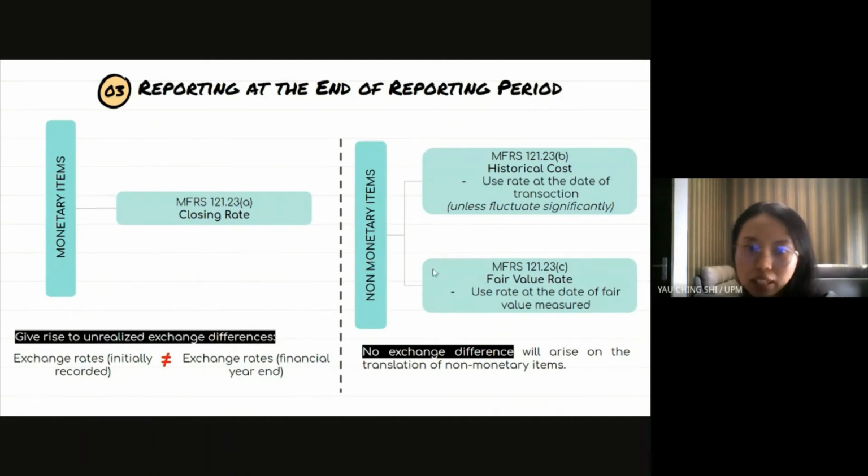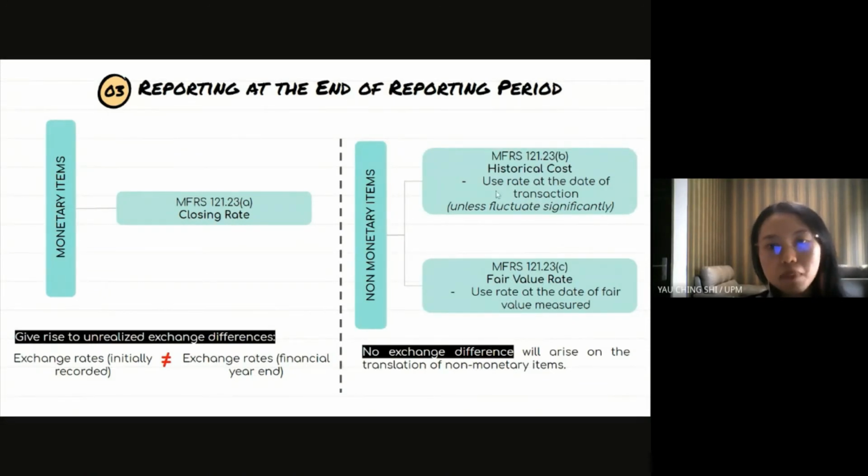Okay, while for the non-monetary item, B, as we can see here, the non-monetary items that are measured in terms of historical cost in the foreign currency shall be translated using the exchange rate at the date of the transaction. However, need to take note, unless it fluctuates significantly. While for C, non-monetary items that are measured at fair value in a foreign currency, meaning that remeasurement happens, it shall be translated using the exchange rate at the date where the fair value was measured.